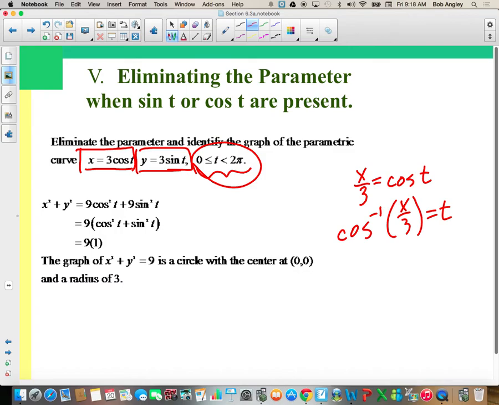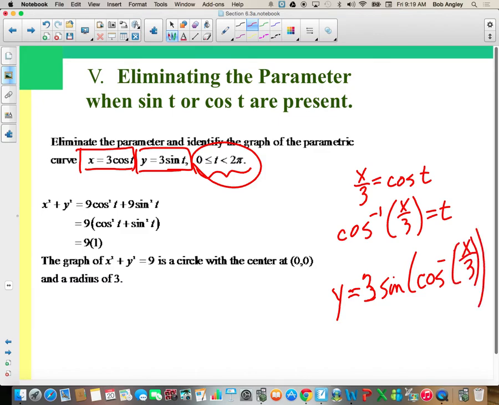All right, so I've taken one of the equations and solved for t. Now, if I plug that into the other equation in place of the t, we would get 3 cosine, I'm sorry, I have to focus on what I'm writing here. We would get 3 sine of cosine inverse of x over 3.